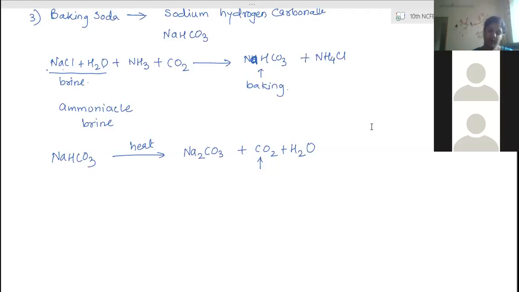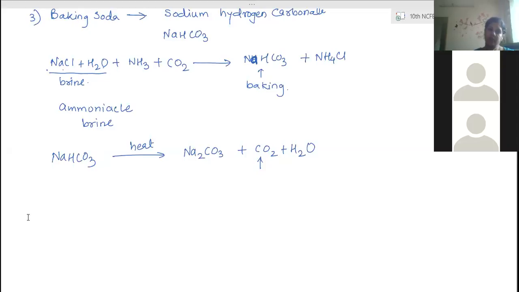So it is present in soda acid fire extinguishers, in which soda is baking soda and acid is H2SO4. Sulfuric acid is the acid present in it. Okay. And the third use? It's used as an antacid, to neutralize excess acid produced in the stomach. Okay. So that is about baking soda.